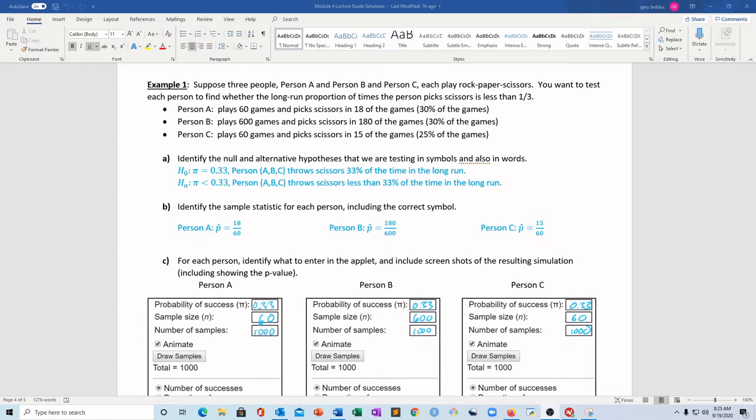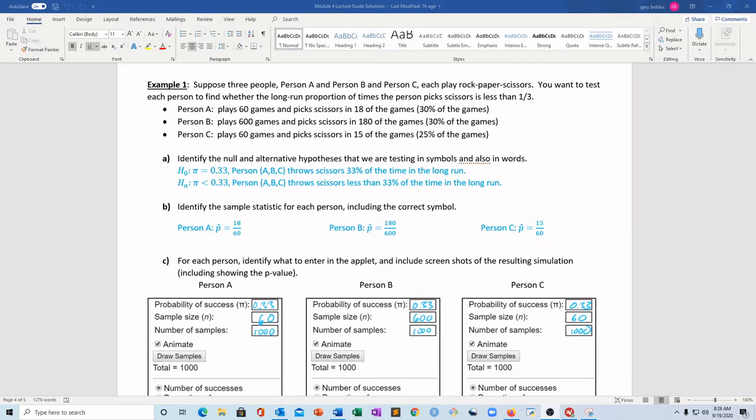Hi everyone, in this video we're going to be looking at example 1 on the Module 4 lecture guide. In example 1 we're looking at 3 different people, person A, person B, and person C, and they're each going to play rock, paper, scissors. What we want to do is test each person to find whether the long run proportion of times the person picks scissors is less than a third.